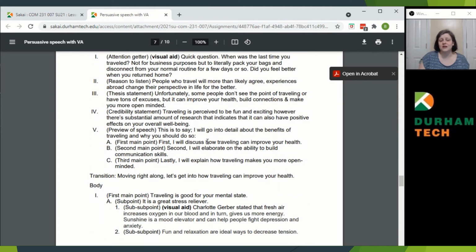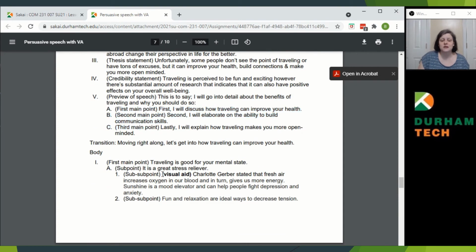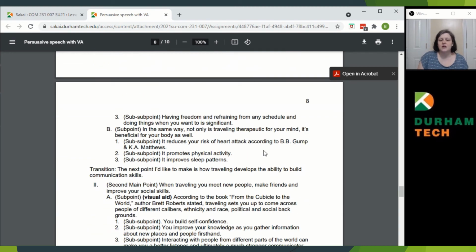Just make sure that no matter how you present your visual aid, the information is visible. We're talking about how traveling can improve your health, can elaborate on your ability to have communication skills, and make you more open-minded. A great preview of the speech talking about the main points. Here's another place where the student shows a visual aid and cites her source. Charlotte Gerber is the person who wrote the source that the student is citing. Here's another one, according to B.B. Gump and K.A. Matthews. Traveling can actually reduce your risk of heart attacks.